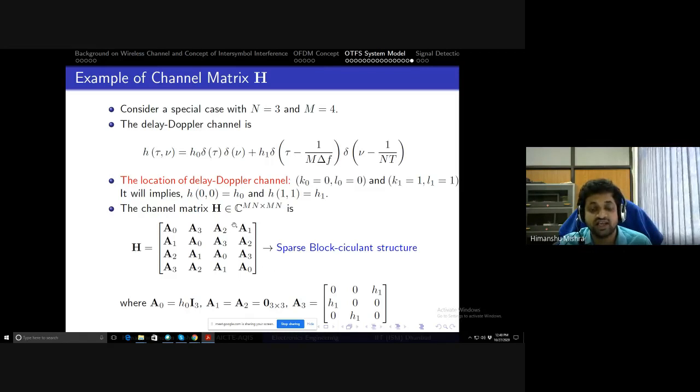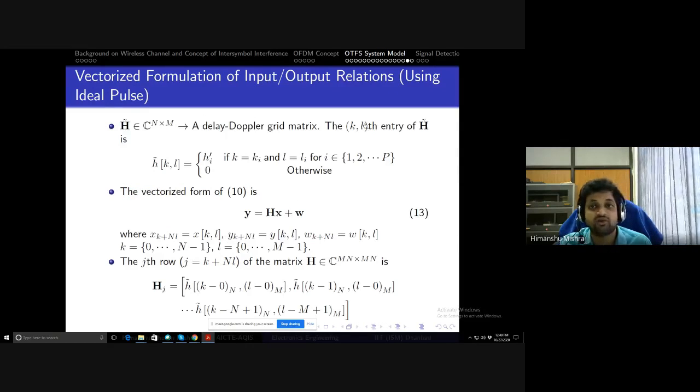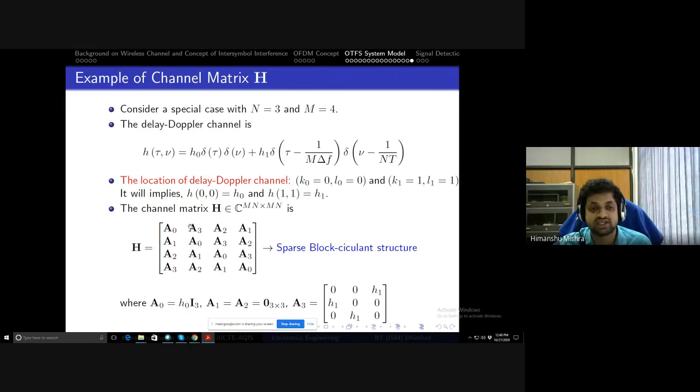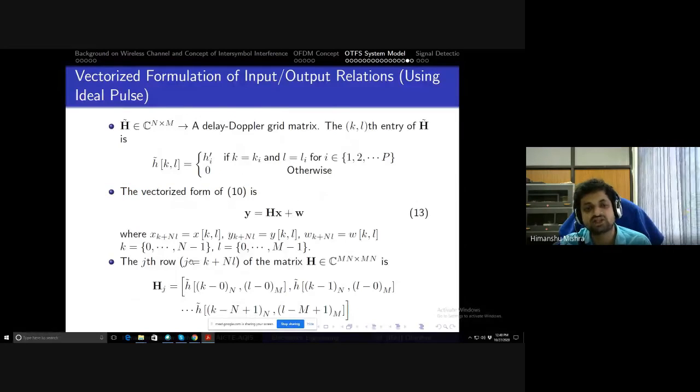Hence, this is the structure of the channel in the delay Doppler domain. I have one important point: this vectorized formulation, whatever I have done, the analysis was done using an ideal pulse. And using an ideal pulse, you will get the sparse block circulant structure. So here you can see what A0 is, by applying the previous equation you will get this H.